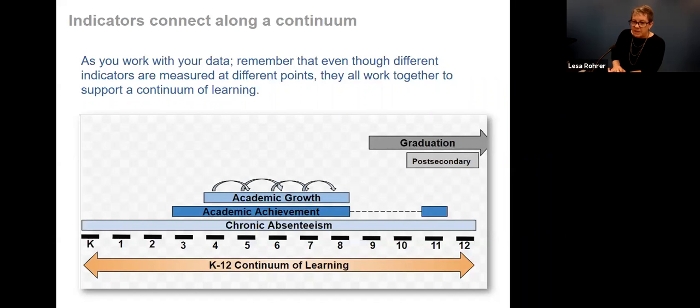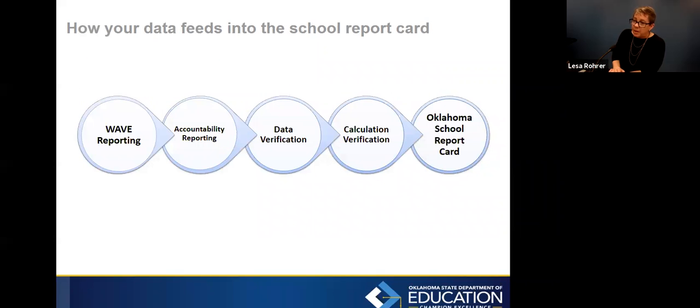Now that we've talked about the indicators, let's look at how your data feeds in. Keep in mind that all of your data begins in some sort of wave reporting tool. It's being fed in from your local student information system. We pull that into accountability reporting. Once we've pulled it in, it's in single sign-on, so it's behind a password. Before we open any kind of opportunity, we give you an opportunity to verify that data. So the data is verified before we do any kind of calculations, and then it becomes the school report card.